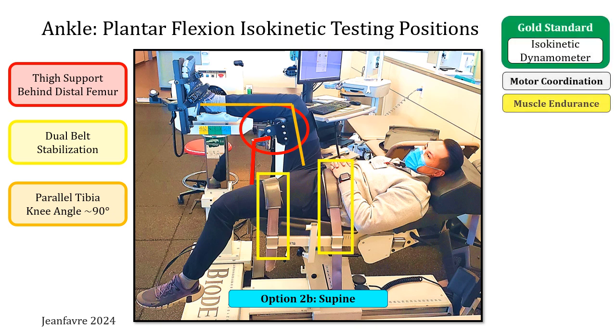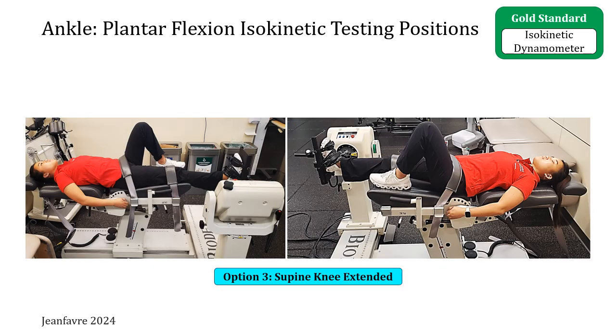And as I mentioned, the isokinetic dynamometer really, in my opinion, is the gold standard. You can measure multiple constructs of muscle performance in a very valid and relatively efficient way all at once. So you look at motor coordination, muscle endurance, muscle strength, as well as muscle power here. Then you have ankle plantar flexion testing.